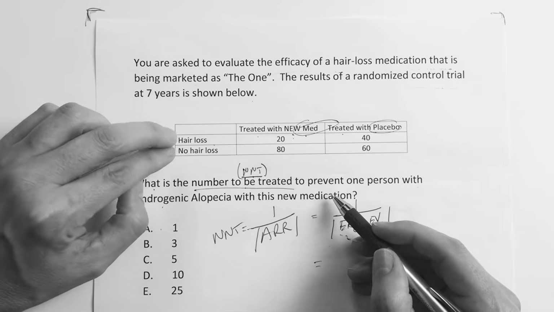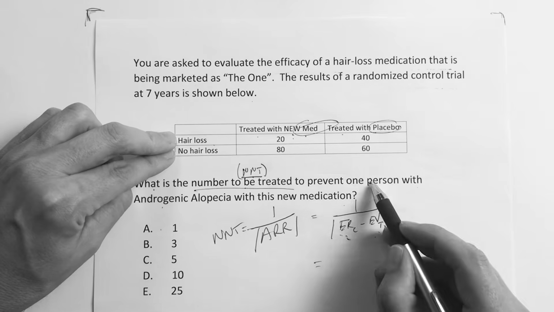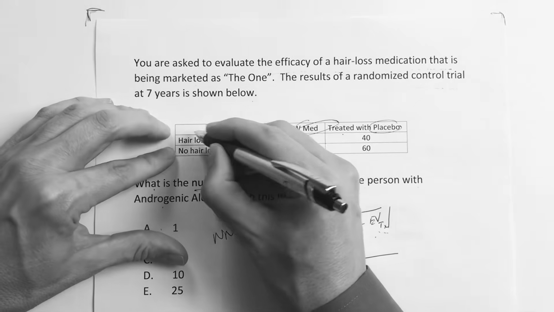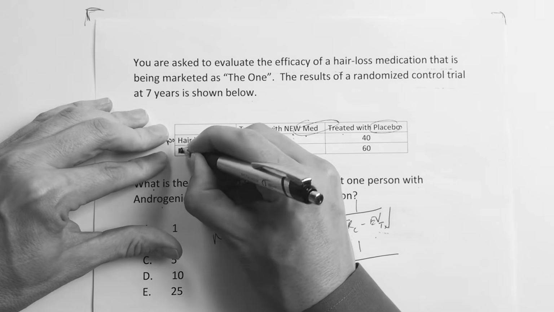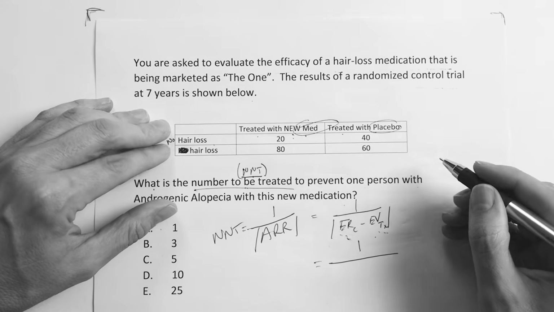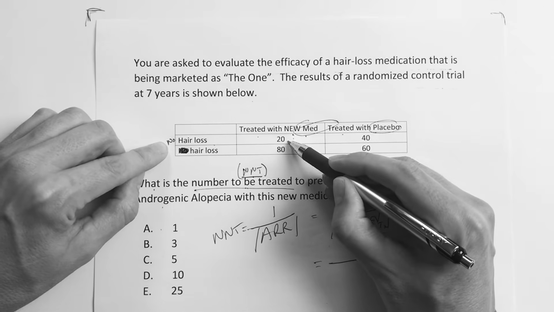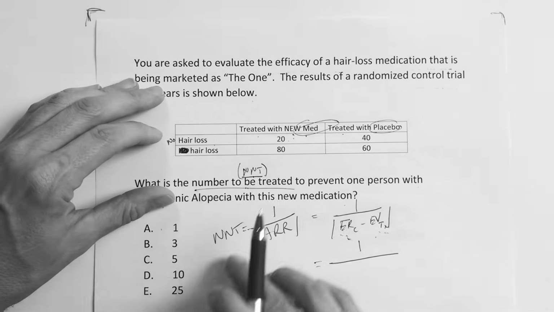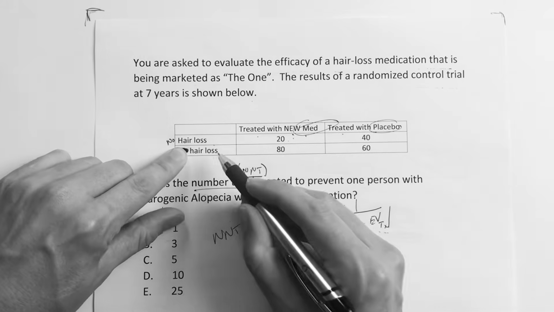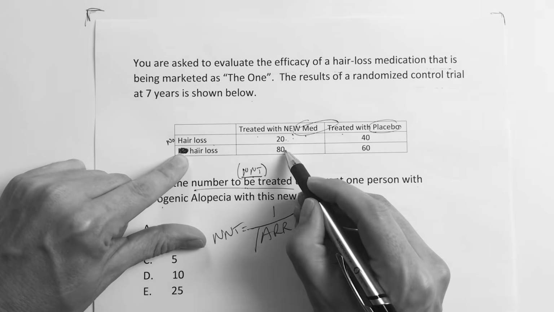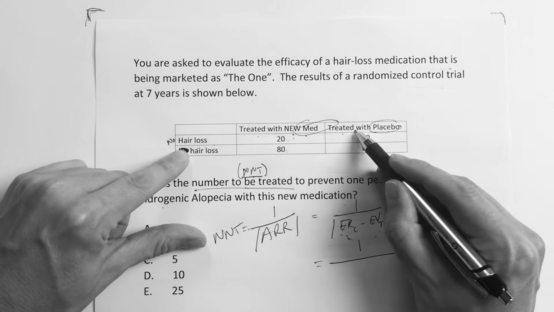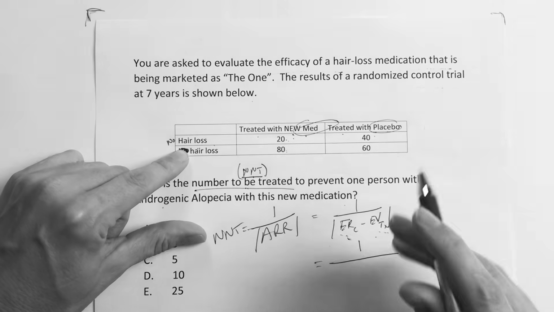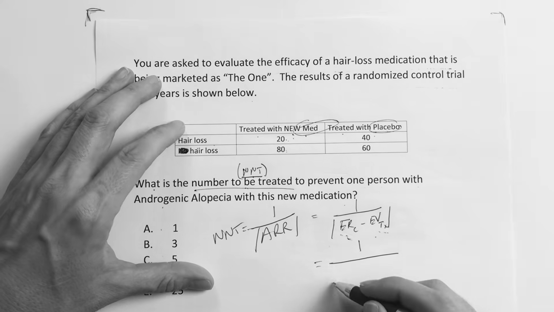I probably should have swapped that, right? Because we want to know how many to prevent, so it should have been no hair loss. Let's do it like that. We'll put no hair loss on top and hair loss on the bottom. No hair loss: 20 people had no hair loss. So that's pretty bad data. But if no hair loss was 20 and hair loss was 80 on this one, and with placebo no hair loss was 40, it would have done better. This is pretty messed up data, but just roll with it for right now.